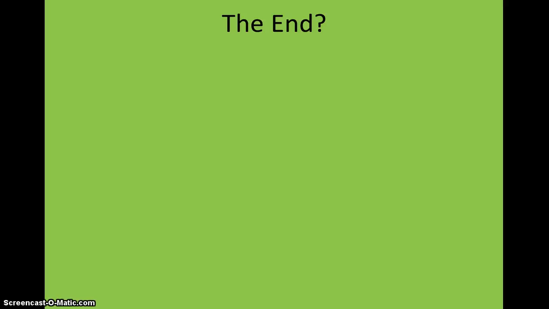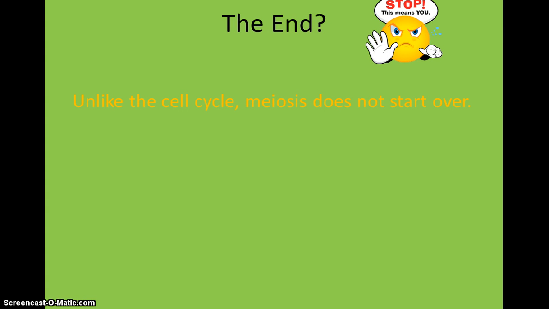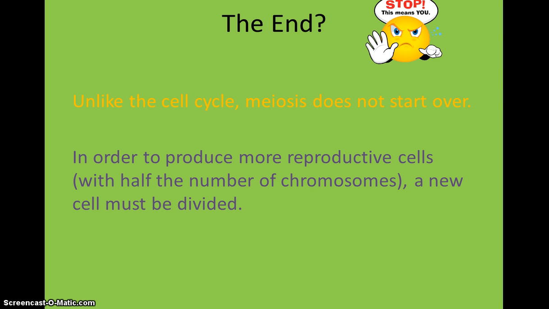So is this the end of meiosis? Yes, it is. Unlike the cell cycle that I discussed in another video, meiosis does not start over. In fact, in order to produce more gametes with half the number of chromosomes, remember that, a new cell must be divided.